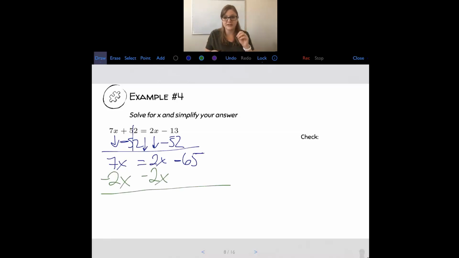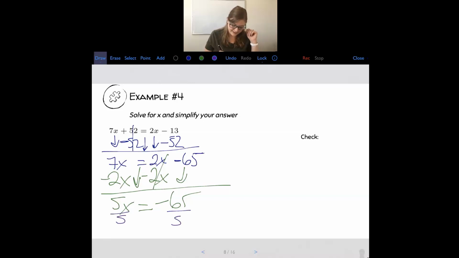Okay. And again, because that equal sign is there, what you add or subtract to one side, you have to do to the other side. Okay, so 7x minus 2x is 5x. My equal sign comes down. 2x minus 2x cancels, and then my negative 65 comes down. Okay, so this is 5 times what number is negative 65, or divide both sides by 5 like on the last problem, and we get x is negative 13.